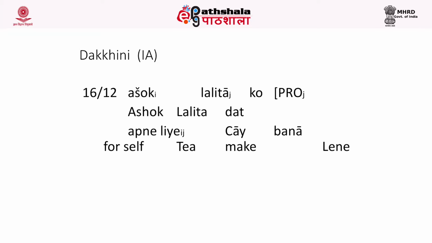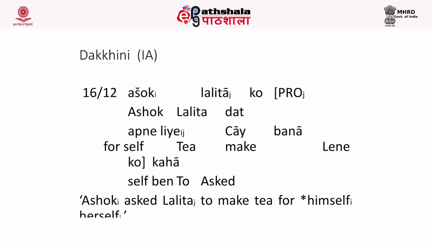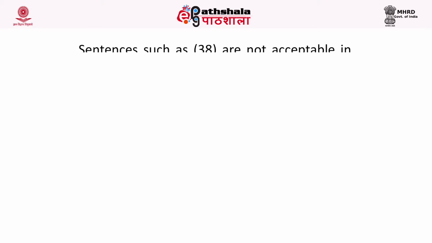By the way, those of you who are familiar with Hindi would notice that there is no ergative case marker with Ashok, because Dakkini does not have an ergative marker as such. So let me repeat this sentence. Ashok Sarita को चाय बना लेने को कहा. So अपने लिए refers only to Sarita, that is herself, and not to Ashok, that is him.